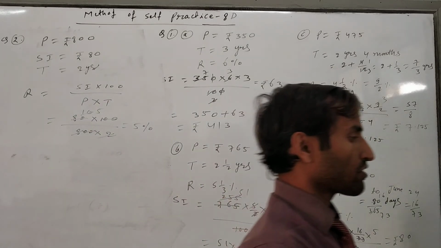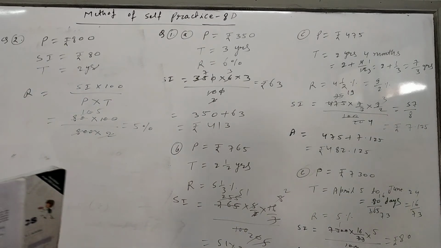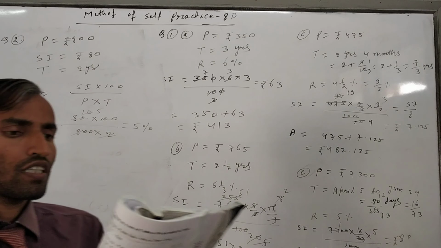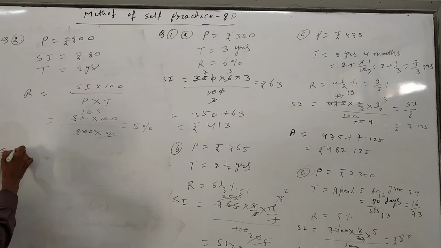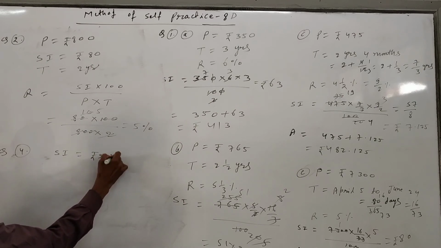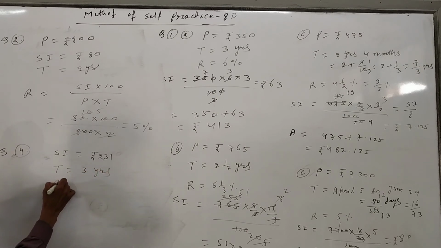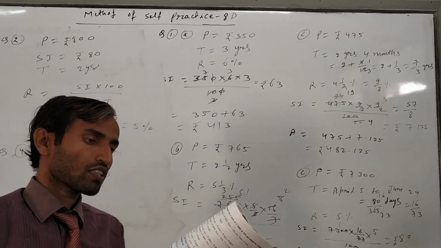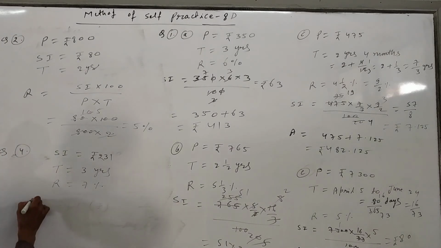Now third question, just try yourself. Question number 4, all of you read question number 4. Find what sum of money will yield 231 interest in 3 years at 7%. So in this case we have to find principal. Okay, so fourth question. Here SI is given directly, 231 rupees, and time is also given 3 years, and R is given 7% PA. PA means per annum. Okay, PA, do not confuse. PA means per annum only. Okay, per year. So we have to find here principal.